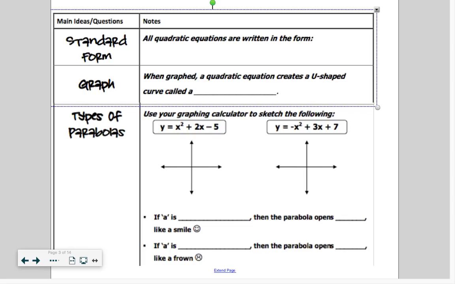The standard form for a quadratic is y equals ax squared plus bx plus c. The a goes in front of the x squared term. Remember, quadratics have an x squared term. The b goes in front of the x term, if there is one. And c is the number at the end that's the constant, so c will always be a number without an x. When we graph these equations, a quadratic equation creates a U-shaped curve, and that is called a parabola.